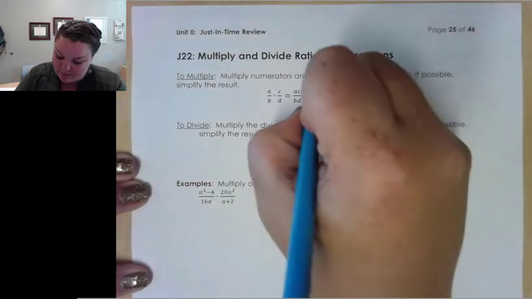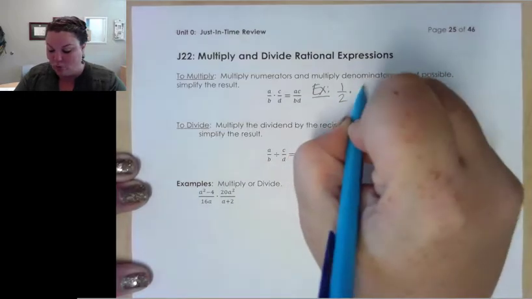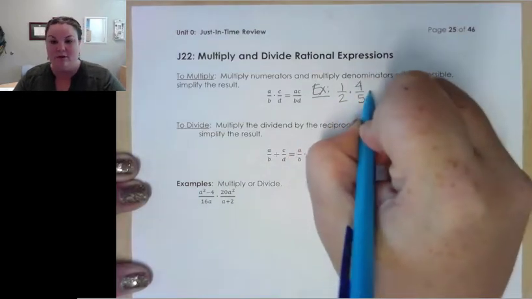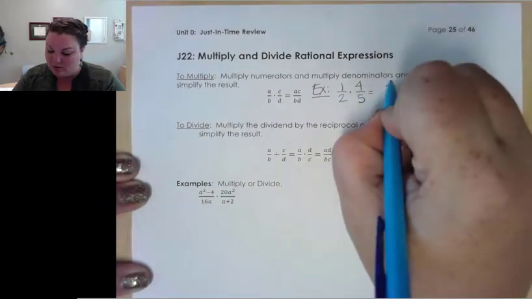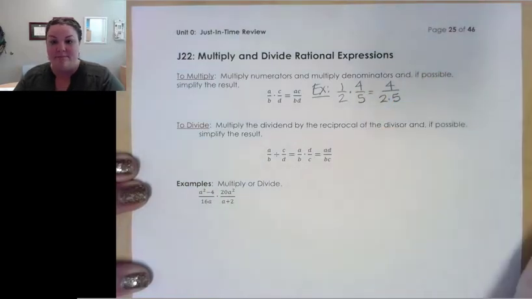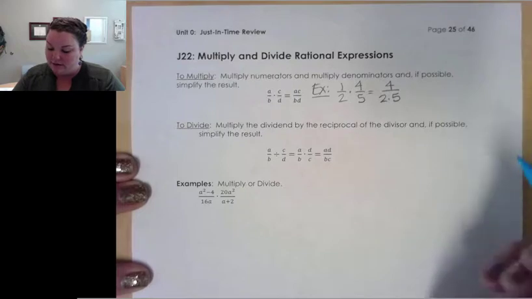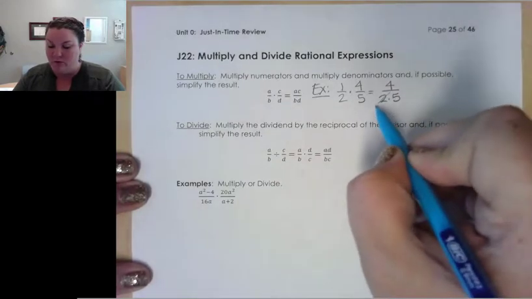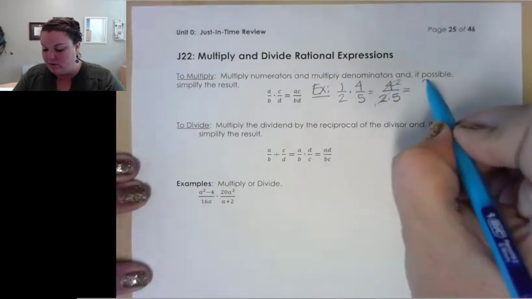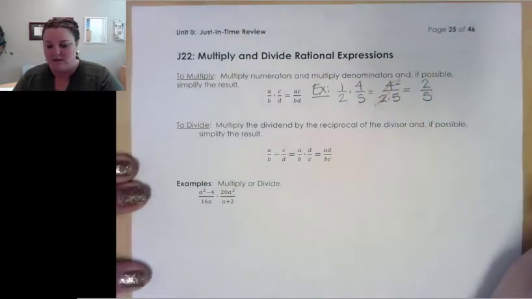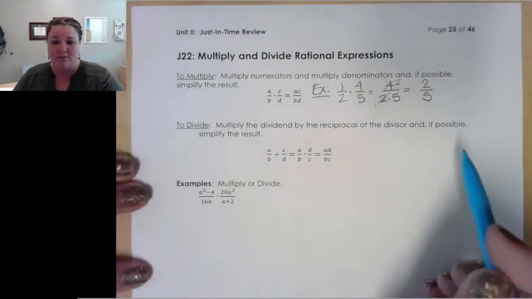To show you an example, if we had something like 1/2 times 4/5, we would just multiply tops. So 4 times 1 is 4, and on bottom we have 2 times 5. Once we multiply straight across, we can go ahead and reduce. So I could say 2 goes into 2 one time, 2 goes into 4 two times, and that leaves me with 2/5. So we multiply straight across, and then we reduce by common factors on top and bottom.